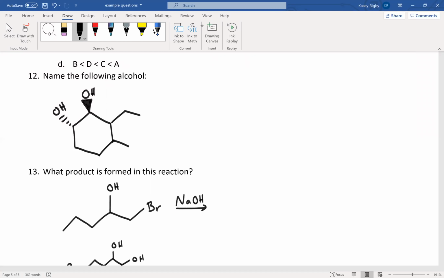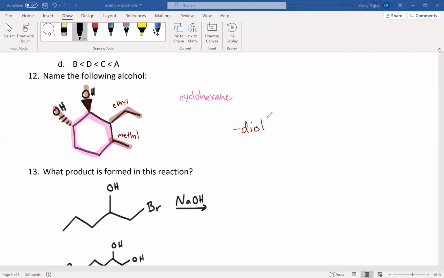First off, we see that our parent chain is obviously going to be this big cyclohexane right here. So our parent chain is cyclohexane. Now let's see our substituents. We have one hydroxy substituent here, one here, this one here, and this one here. I'm going to name those real quick. Here's our ethyl substituent. Here's a methyl substituent. And since we have 2 hydroxy substituents, this is going to be a diol.